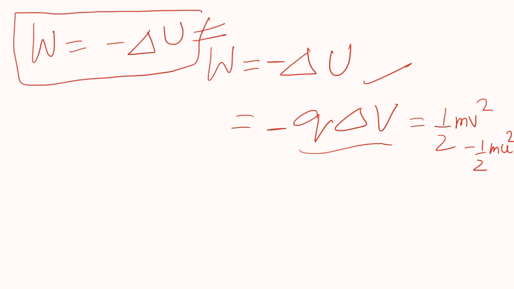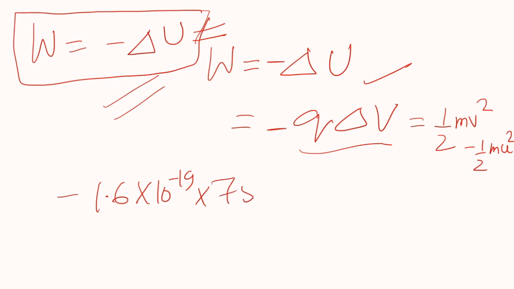So this is the appropriate formula. Work done is equal to minus delta U. The magnitude will of course be equal, but if you want to consider all the things, you have to write minus here. So Q delta V, this will be our final equation. Simply, you can put Q as 1.6 into 10 to the power minus 19, and delta V here is given as 75 volts.